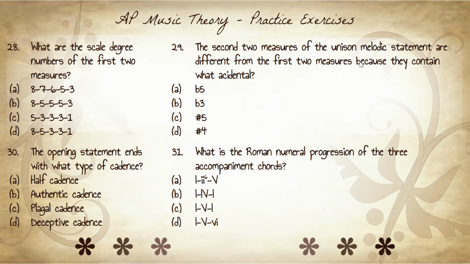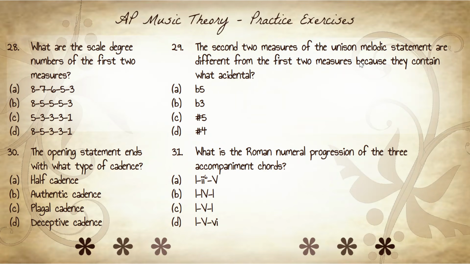Questions 28 to 33 are based on an excerpt from a Mozart symphony. The excerpt in presto tempo has 2 segments. We'll listen to them separately. First, the first one, and then the second and first one. Okay, question 28. The opening 2 measures contain a unison melodic statement in D major.